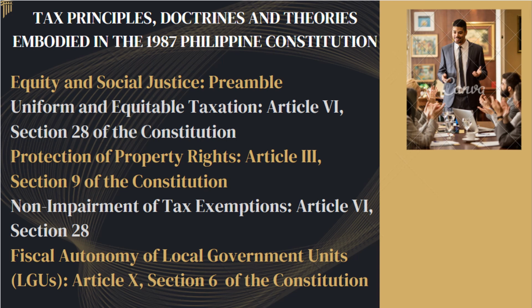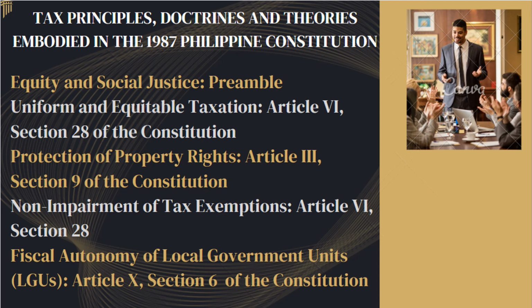Number one is equity and social justice. The preamble of the Constitution emphasizes the pursuit of justice and social order to ensure the welfare of all citizens. This reflects the principle of equity in taxation, which requires that taxes be distributed fairly and proportionately based on the taxpayer's ability to pay.